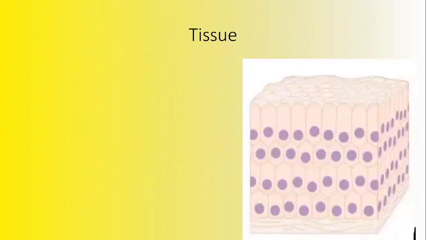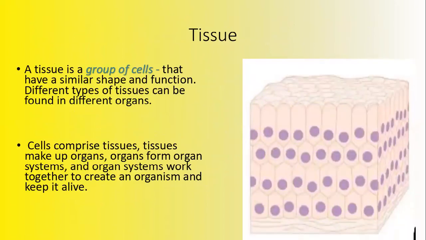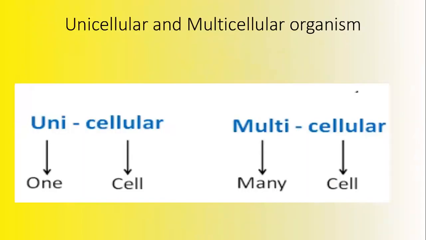After that, we explained tissues. When a group of cells that have similar shape and function come together, they result in tissue. When different tissues combine, they give an organ. And when different organs combine, they form a system. And when different systems work together, they result in an organism. After that, we explained unicellular and multicellular organisms.